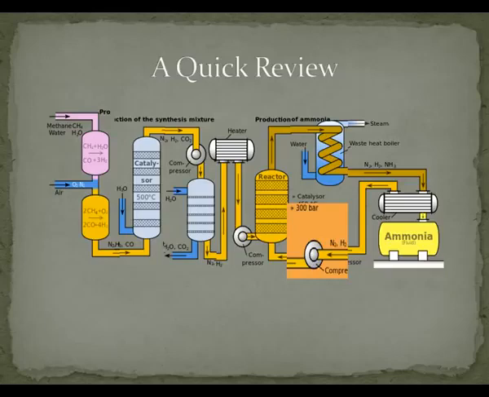As you can see in this emphasized part of the diagram, this is the part where the unreacted nitrogen gas and hydrogen gas are getting back into the reactor to be processed and reacted again to produce more ammonia.